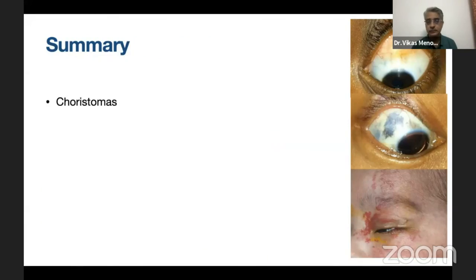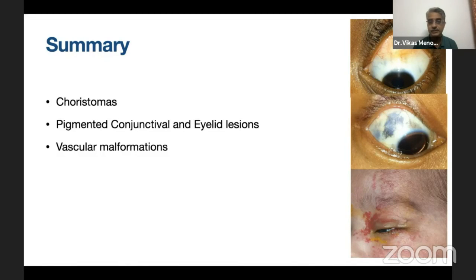So to summarize, what we saw were some choristomas, some examples of pigmented conjunctival and lid lesions, some examples of vascular malformations and neurofibromas and malignancies. Now, these are the lesions which you would come across most often in the pediatric age group.